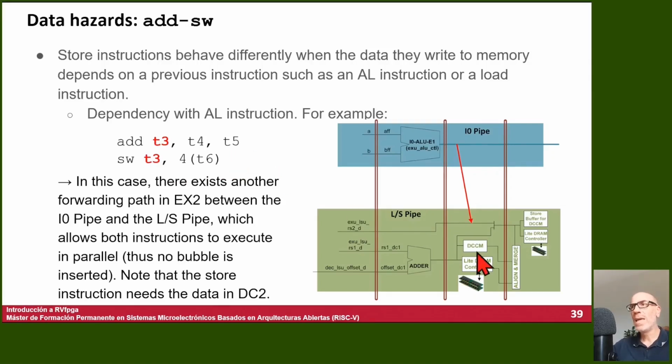The reason is that the store needs the data in the second execution stage, not the first. So the processor has an additional forwarding path between the I0 path and the LS path, which provides the integer instruction's result to the store instruction if there's a dependency.